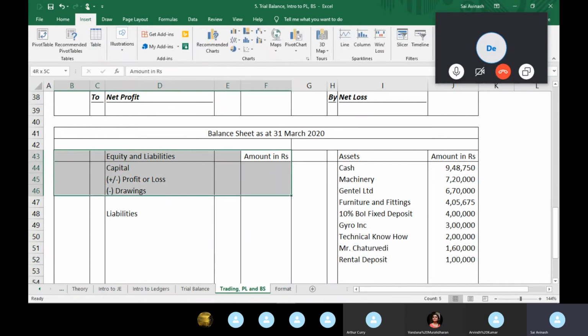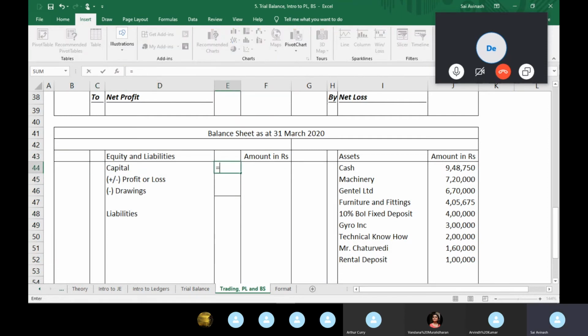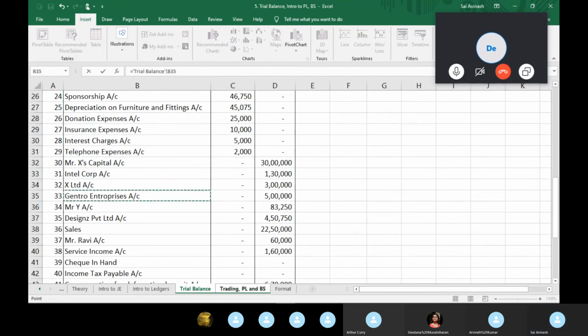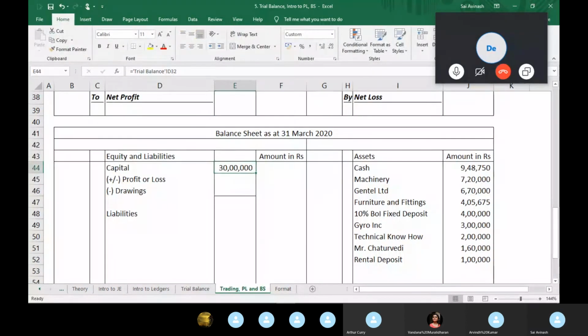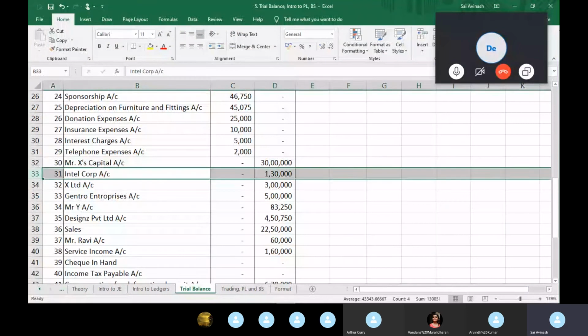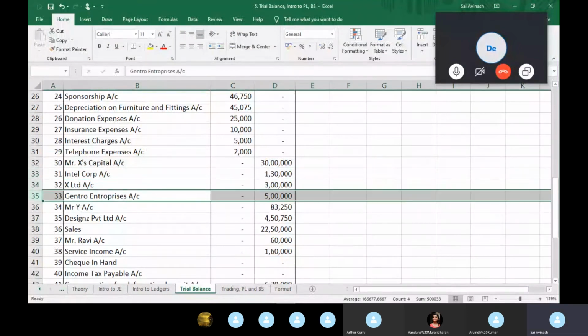The credit represents the credit balances. Capital goes here. 30 lakhs. Okay, so Intel Corp, X Limited, Gentro Enterprises.